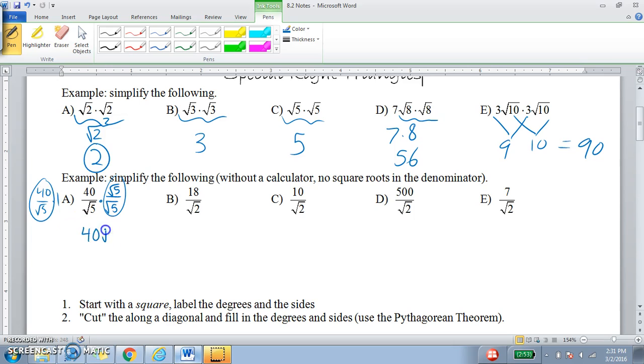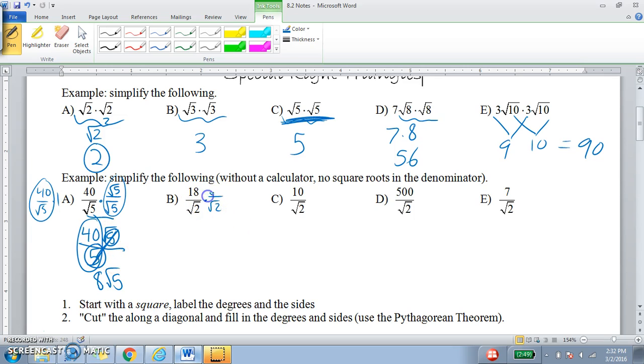So when I do that, 40 times root 5 over, remember, root 5 times root 5 is just 5. And then I can reduce the 40 over 5 to 8. I cannot reduce a number outside a radical with a number inside a radical. So this does not reduce. This stays square root of 5.